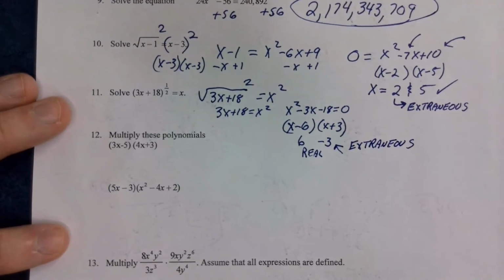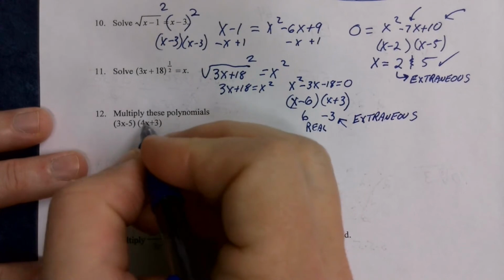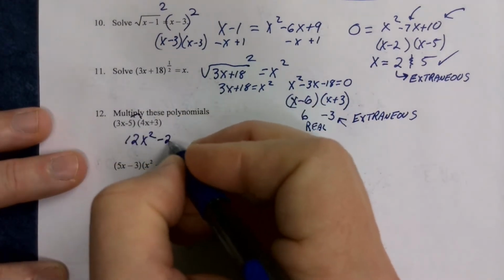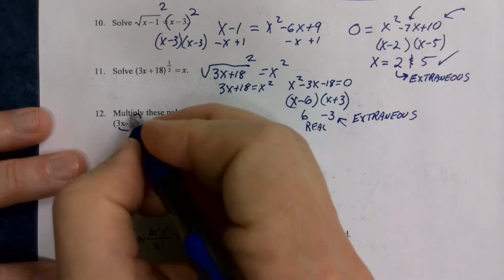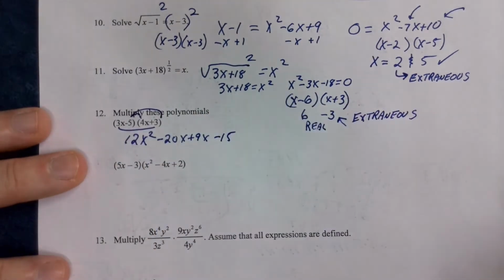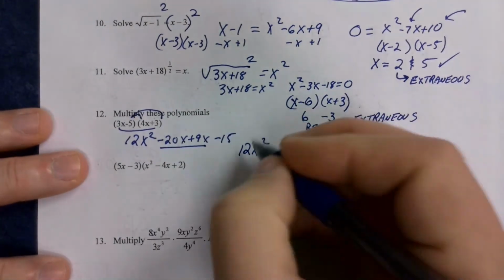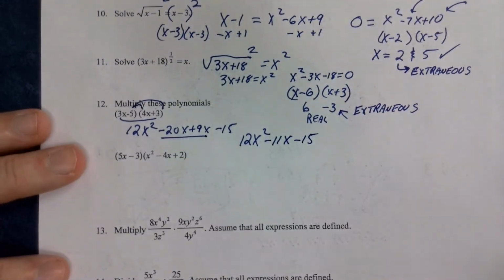So hopefully that's helping. Here we go. Multiply these polynomials. That's when we FOIL. So 3x times 4x is 12x squared. Inside is negative 20x. Outside is positive 9x. And last two terms, negative 5 times positive 3 is negative 15. Make sure on each one of these products that you keep the signs with them as you go. Final answer: 12x squared, those two terms go together to be negative 11x, minus 15. Final answer.